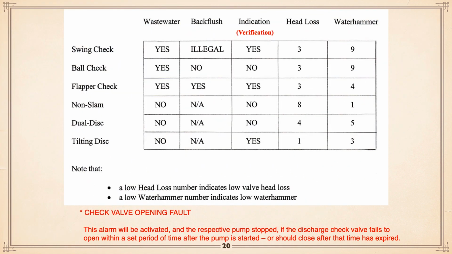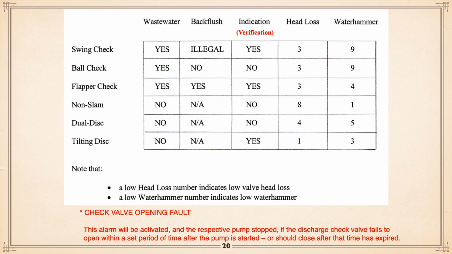Now here again is a little chart showing what can be used with waste starter, what can't. Backflushing, you can do it with a flapper check, you can do it with a swing check, but you shouldn't. Indication, those that tell you whether they're open or not. Head loss, and here the smaller the number, the better, the higher the number, the higher the head loss.